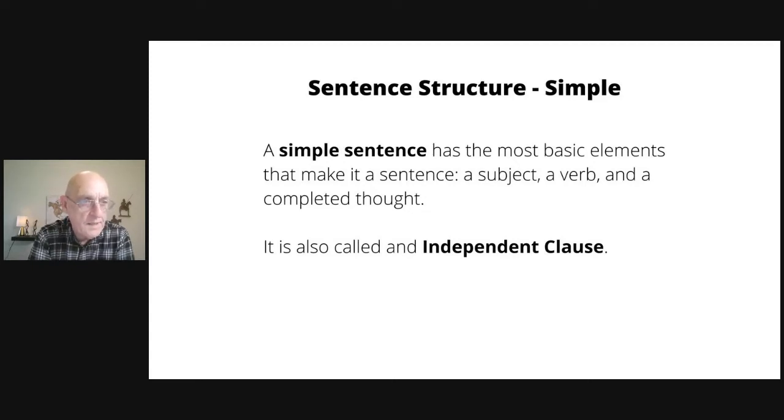And this is the most basic building block of a paragraph. It's the simple sentence, and it has the most basic elements to make it a sentence. It has a subject and a verb and a completed thought. And this simple sentence is also known as an independent clause. And as we talk about the next 2 types of sentences, you will see that they are built on the basis of understanding, first of all, the simple sentence structures.